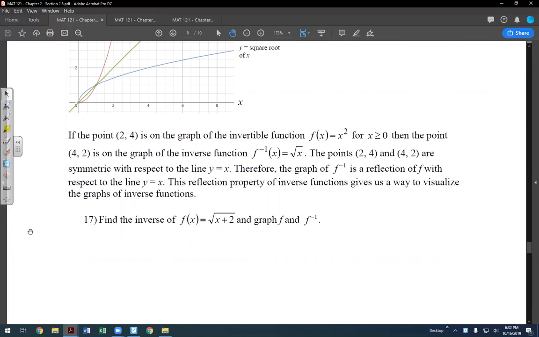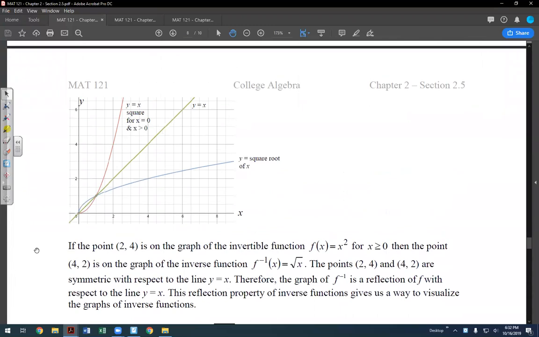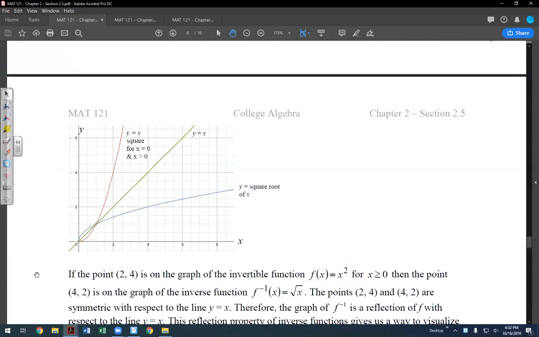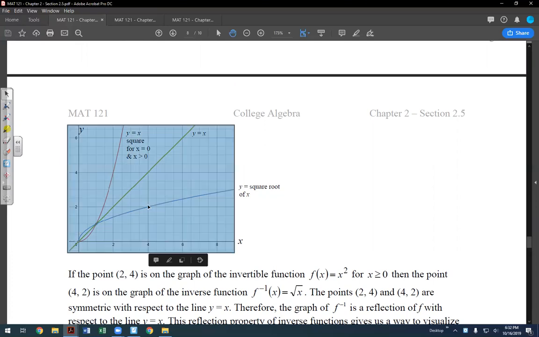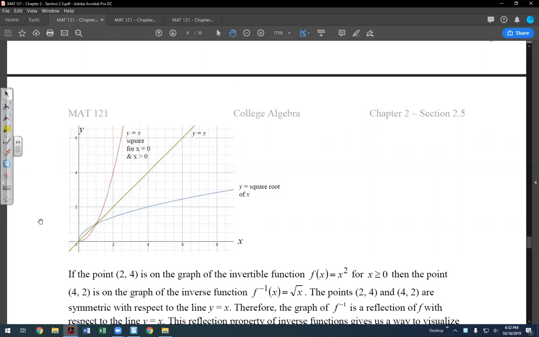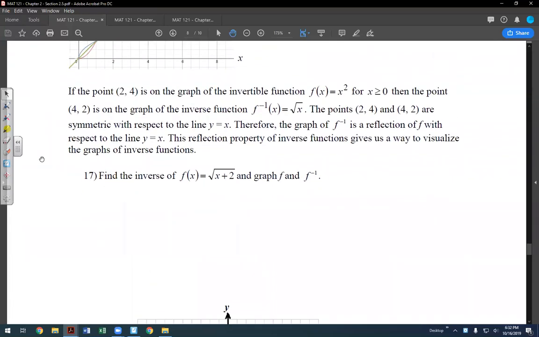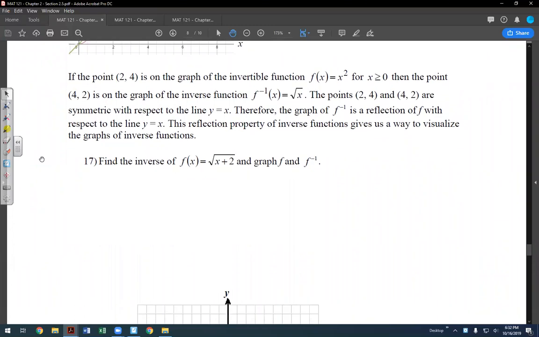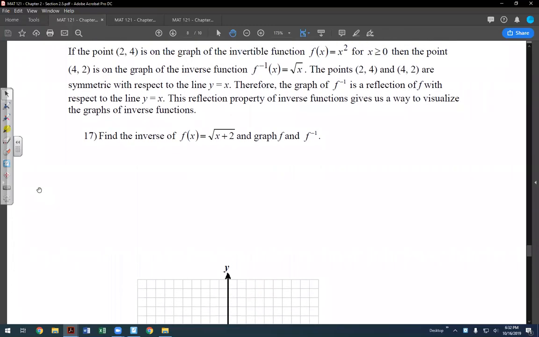And then they're just talking about, if you look at the ordered pair 2, 4 on the x squared function, which will be this point right here, 2, 4, it's going to become 4, 2 on the inverse function. So you should notice that your ordered pairs are definitely going to get inverted over here. Okay, so let's look at how we can look at the graphs of these examples here, number 17.